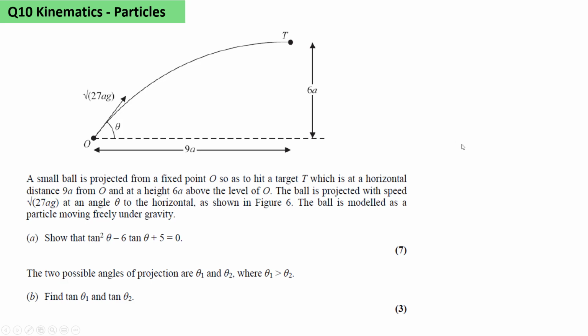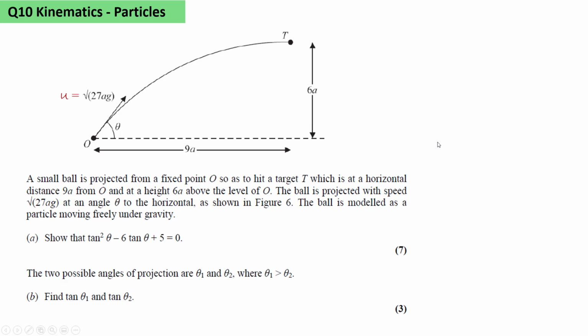Question 10. Kinematics of particles. A small ball is projected from a fixed point O, so as to hit a target T, which is at a horizontal distance of 9a from O and a height of 6a above O. The ball is projected with speed square root of 27ag at an angle of theta to the horizontal. We put u equal to the square root of 27ag, as this will simplify some of our equations.